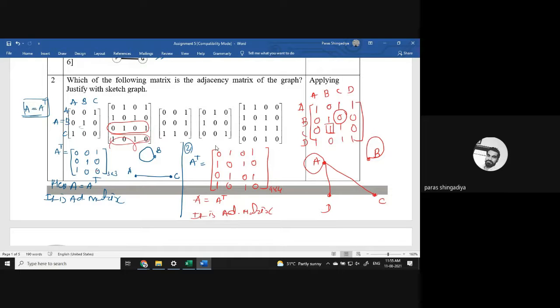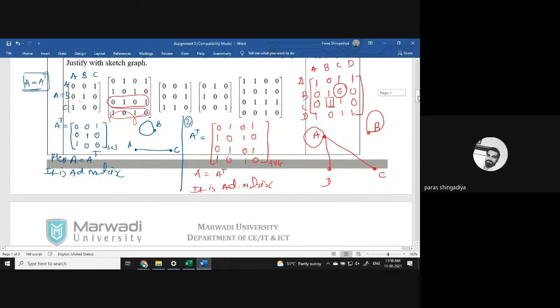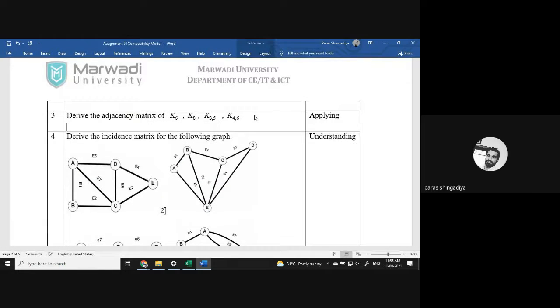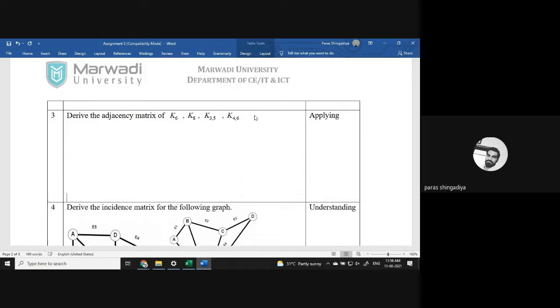Okay. First, it should be symmetric. Clear? Consider any symmetric form, then you can easily create the connection. You can easily create the edges between any two vertices. So the adjacency matrix should be symmetric first, and then after you can easily create its graph.